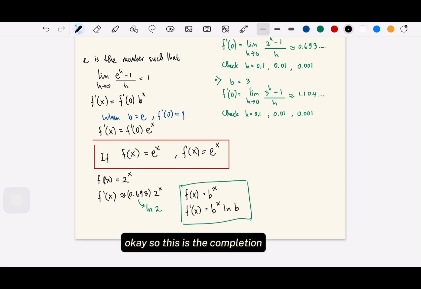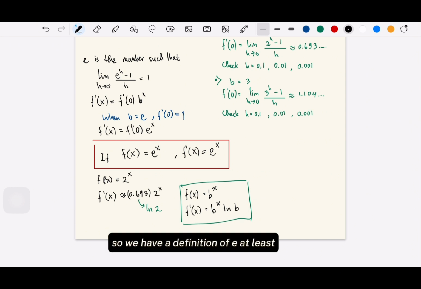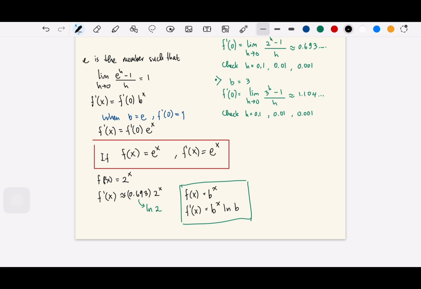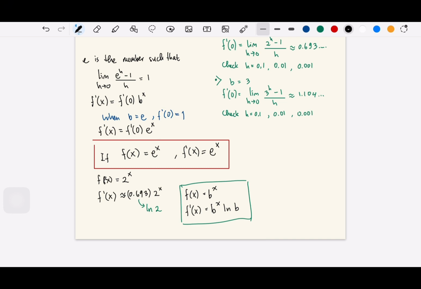Okay. So this is the conclusion. So we have the definition of e, at least. Also, if you want to look at the graphs, how the exponent looks like, we can also check.